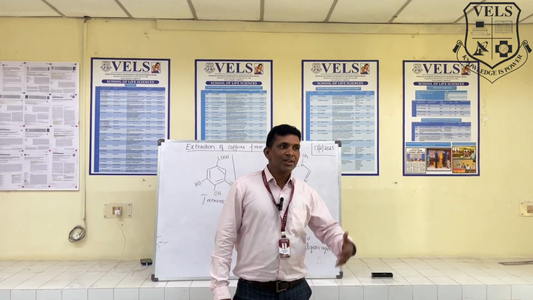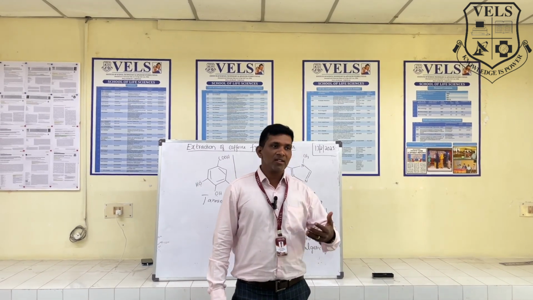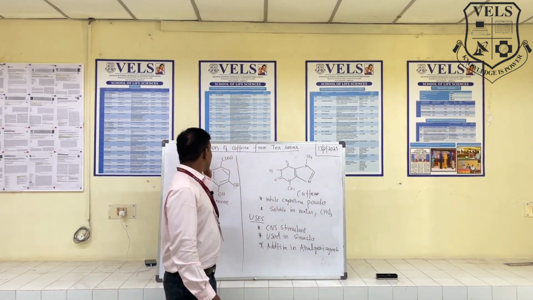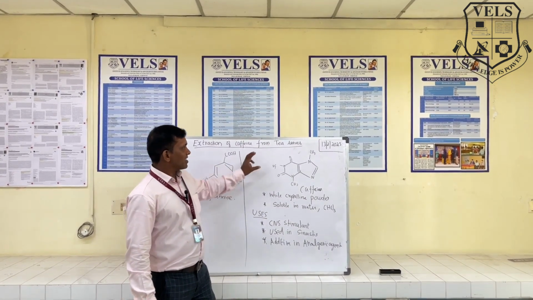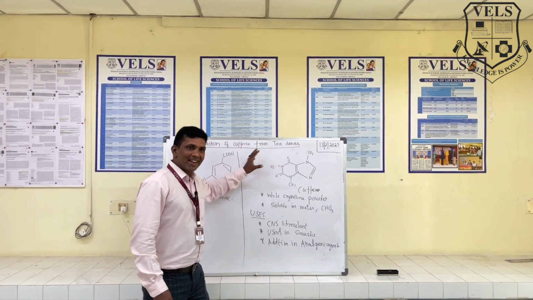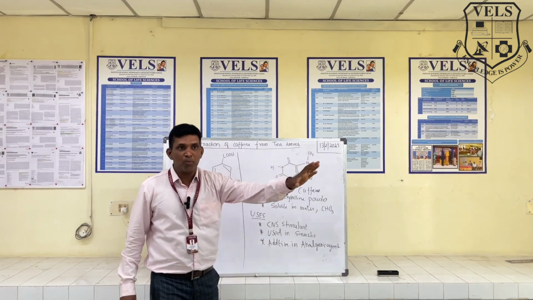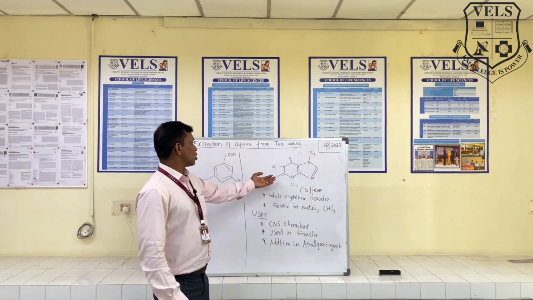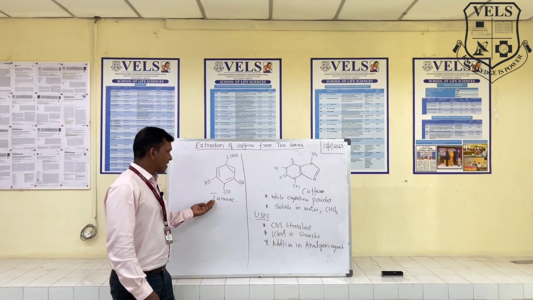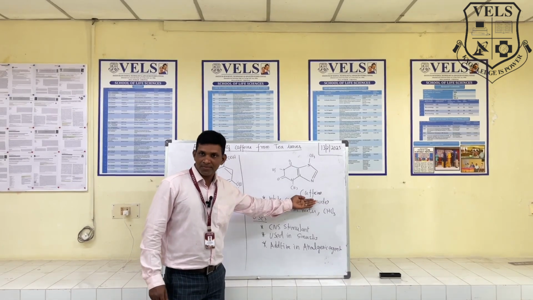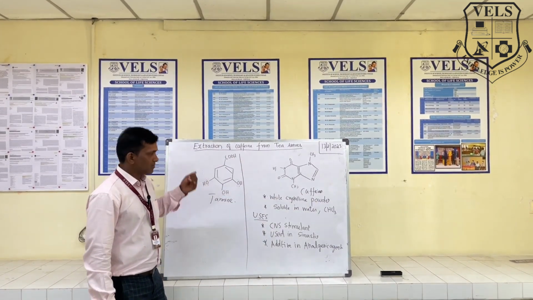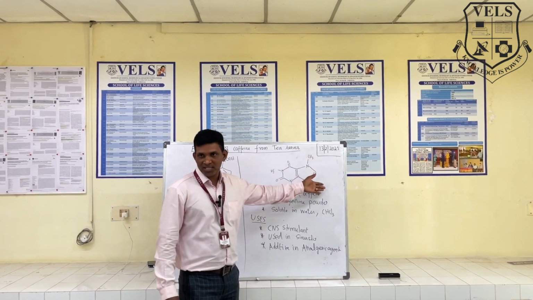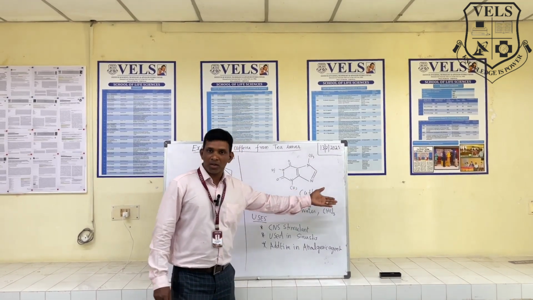In continuation of our discussion, today we are going to do the experiment, the extraction of caffeine from tea leaves. Tea leaves contain a mixture of compounds, mainly two: one is tannin, another one is caffeine. Tannin is a polyphenolic compound. Caffeine is an alkaloid, mainly a purine alkaloid.